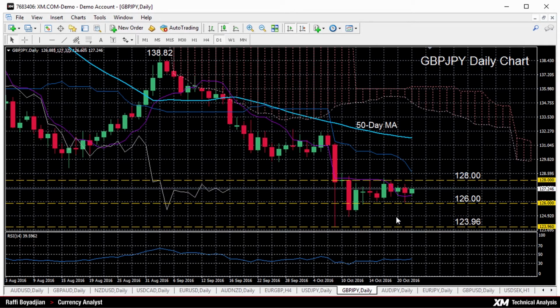In the opposite direction, prices would need to overcome the 128 level, which has proven a strong resistance area in recent weeks. A strong break above this level is needed to take the pair closer to the 50-day moving average, currently at 131.70, and to shift the bias to a more neutral one.